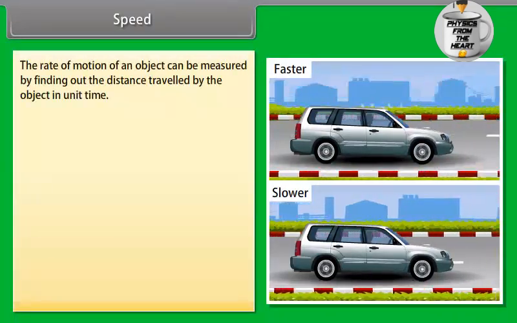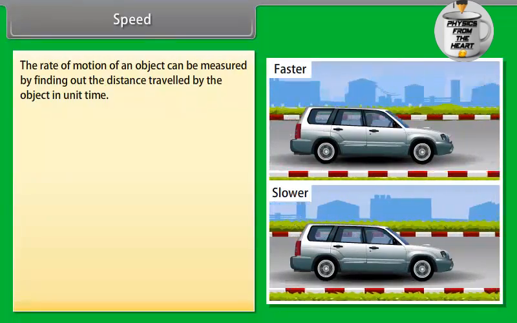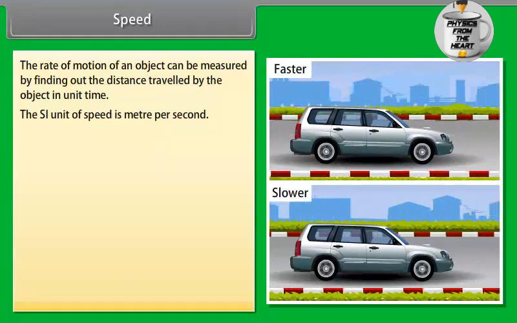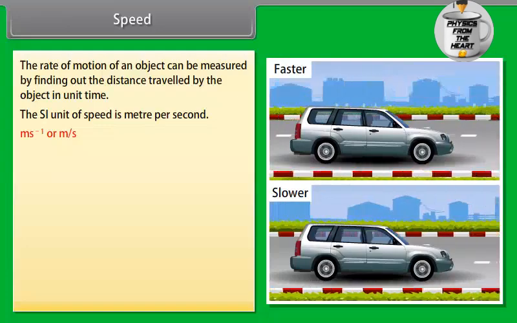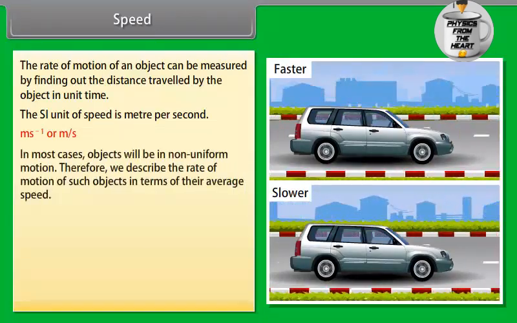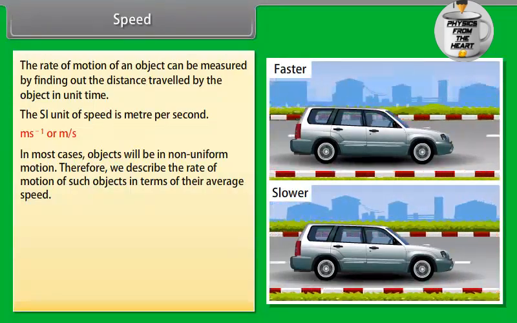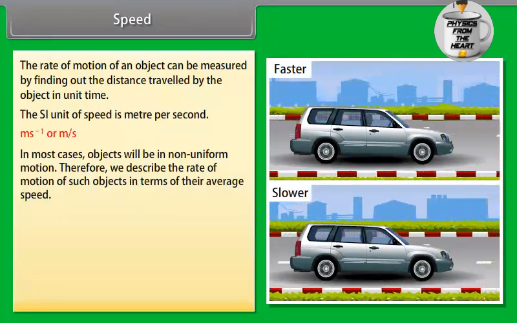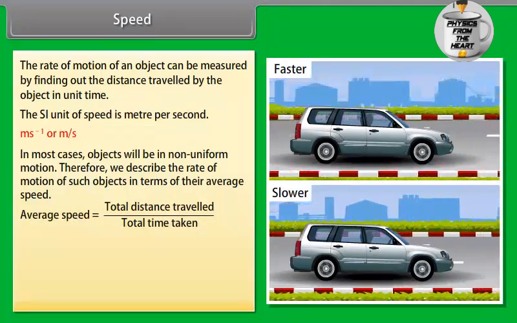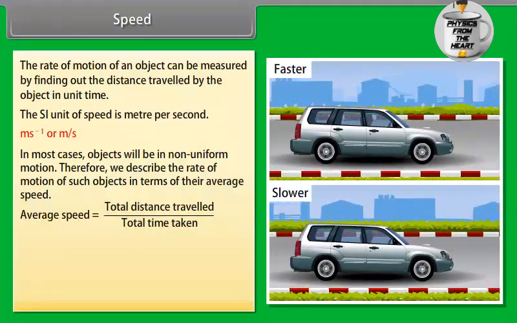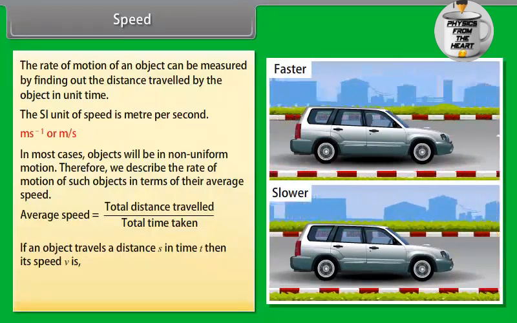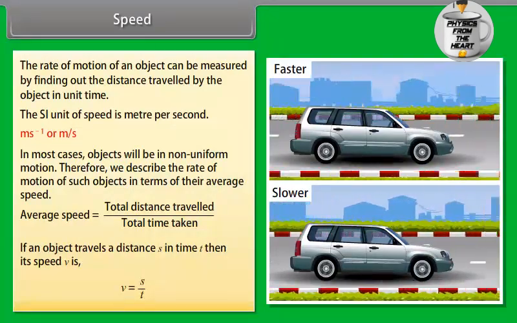The rate of motion of an object can be measured by finding out the distance traveled by the object in unit time. The SI unit of speed is meter per second. This is represented by this symbol. In most cases, objects will be in non-uniform motion. Therefore, we describe the rate of motion of such objects in terms of their average speed. The average speed of an object is obtained by dividing the total distance traveled by the total time taken. If an object travels a distance s in time t, then its speed v is equal to s upon t. Speed with direction.